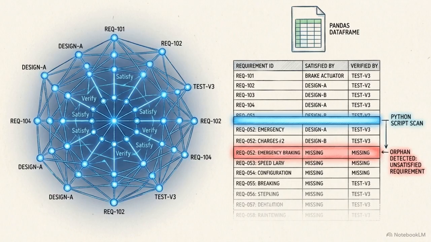Libraries like Pandas can ingest the model and sort its thousands of nodes into a relational grid of rows and columns for high-speed analysis. In this structured environment, a Python script can scan the entire system in milliseconds to find orphan requirements, safety rules that an engineer forgot to assign to a component or a test case. The script flags the gap before the model is even committed.